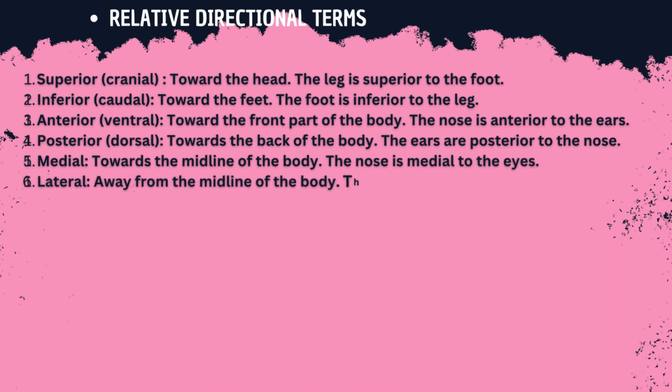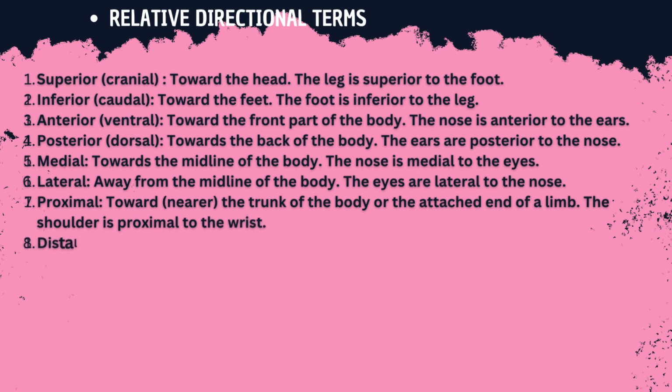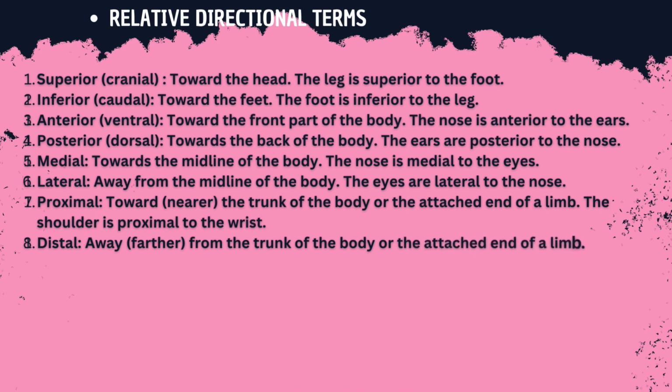Lateral means away from the midline of the body. Example is the eyes are lateral to the nose. Proximal means toward, nearer, the trunk of the body or the attached end of a limb. Example is the shoulder is proximal to the wrist. Distal means away or farther from the trunk of the body or the attached end of a limb. Example is the wrist is distal to the forearm.